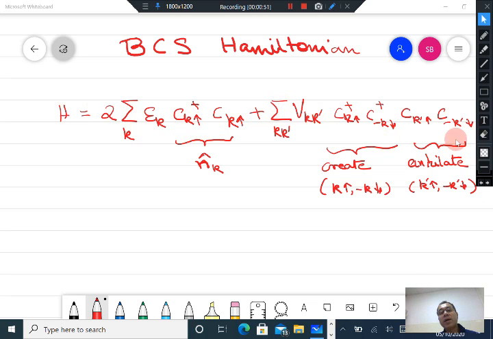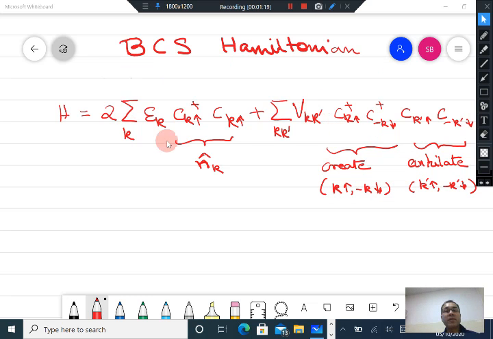And you have the other interaction term, which is Vkk prime, which is scattering. You are creating a K up, minus K down state by annihilating a K prime up, minus K prime down state, where this scattering from K prime up minus K prime down into the other state which is getting occupied, K up minus K down, is via this potential Vkk prime.